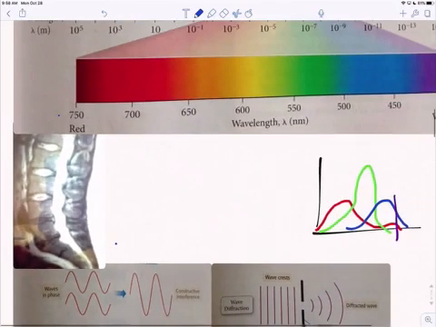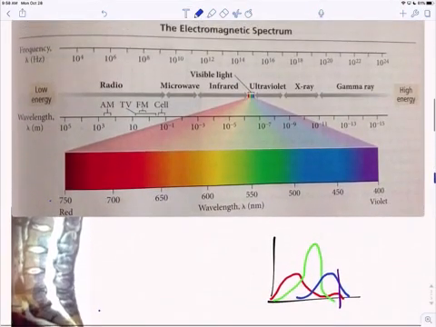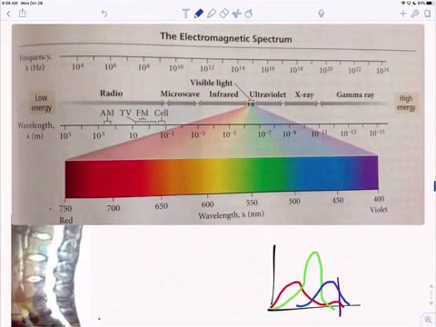And what's nice about MRIs, they are completely safe. You can live in an MRI machine, and it will be completely fine. X-rays, though, can give you cancer. That's one thing. X-rays are bad. Okay, let's move on to microwaves.